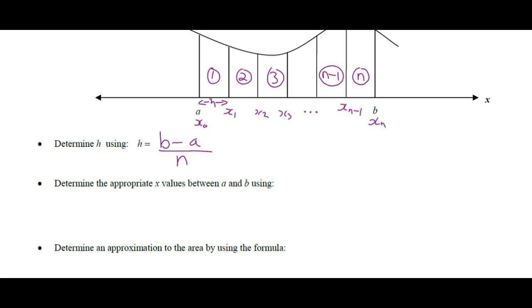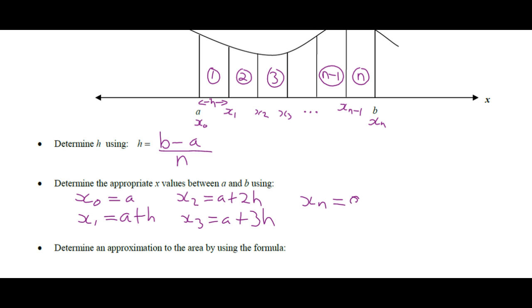So determine the approximate x values between a and b, where x0 is equal to a. So what's x1 equal to? a plus, what do we call it here, h. a plus h. And what's x2 equal to? a plus 2h. And what's x3 equal to? So then x sub n is equal to a plus nh. Right? So n h's.